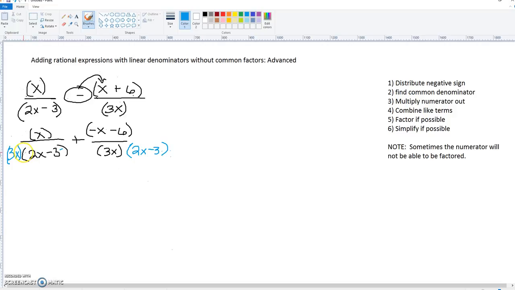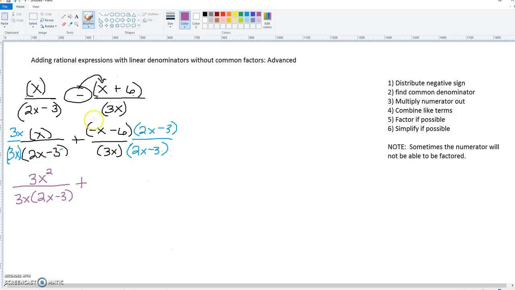Now if we multiply the opposite denominator on the bottom, we also have to do that to the top. So with this one, we do 3x on the bottom, so we're going to have to multiply 3x on top. Same thing over here: we multiplied 2x minus 3 on the bottom, so we're going to have to multiply 2x minus 3 on top. Okay, so now let's multiply everything out. 3x times x gets us 3x squared, and I'll put the 3x, 2x minus 3 on the bottom.